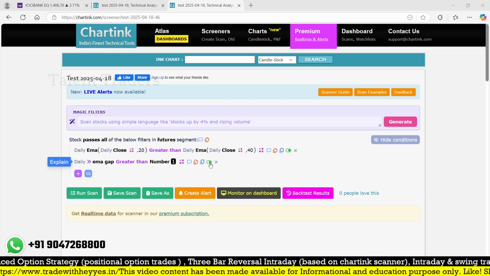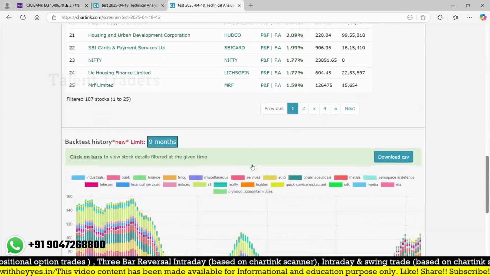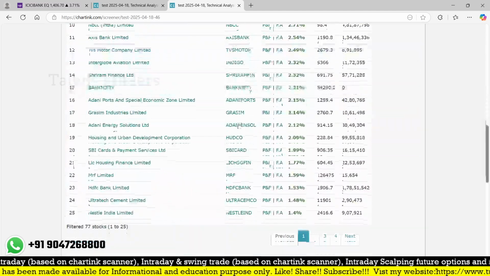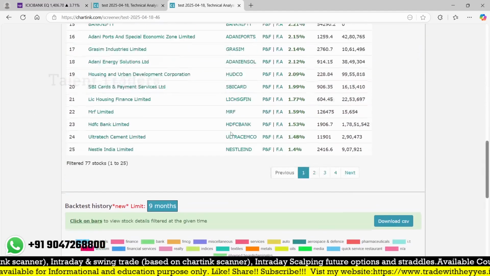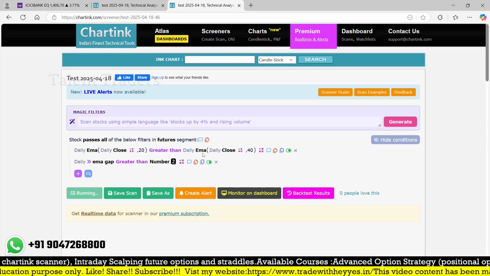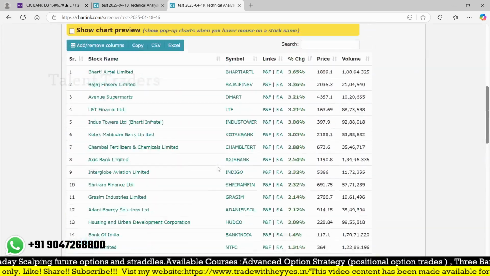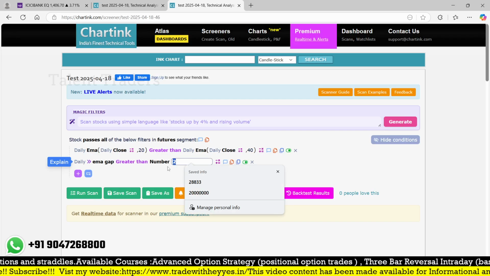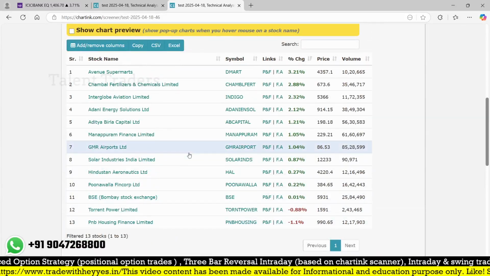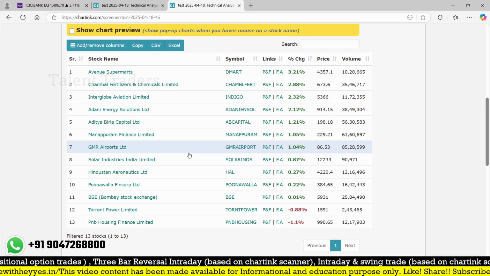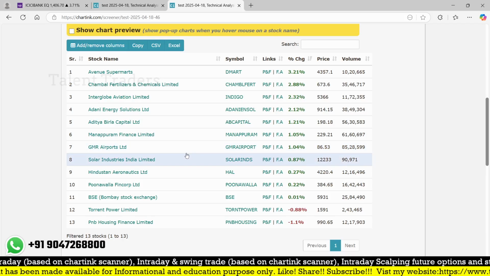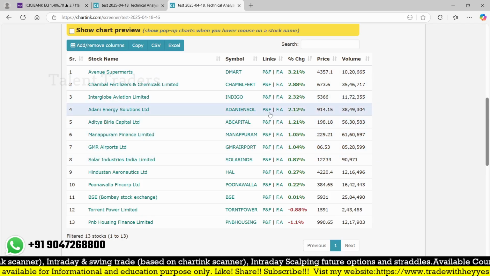Initially, without this line, we found almost 107 stocks. By using this filter, we are filtering out almost 77, so we are reducing the number of stocks. Let me try for a 2% gap. The number of stocks having a 2% gap is 41. Let me try for 3%. So with the gap between moving averages at 3%, only 13 stocks remain, where there is a gap between the higher moving average and the lower moving average, whatever the moving average may be. I am taking 20 and 40. Let me try for any other stock, Adani Energy.